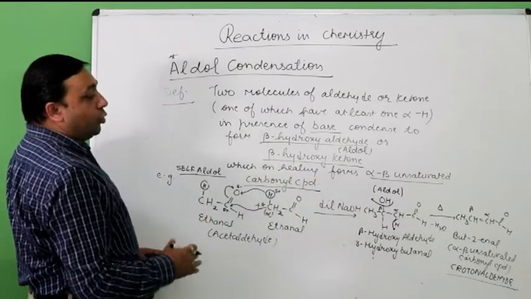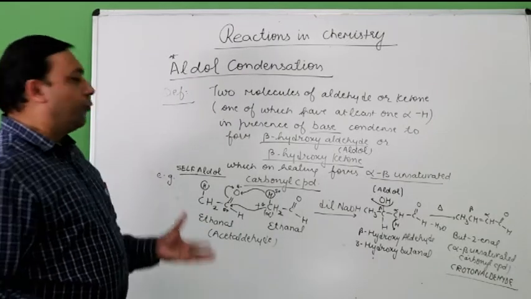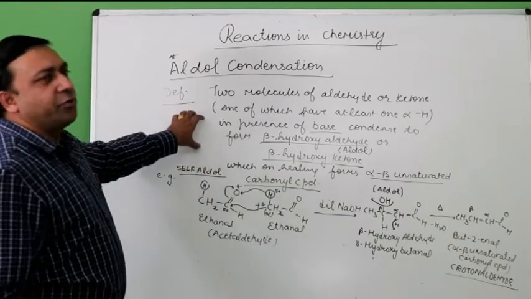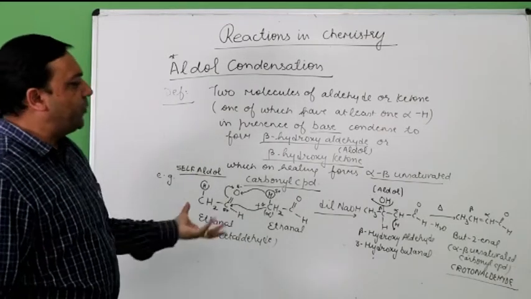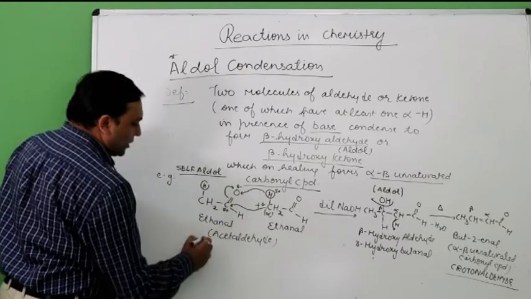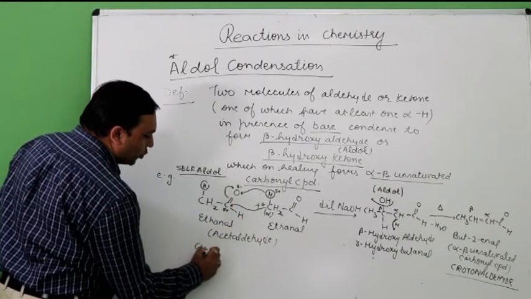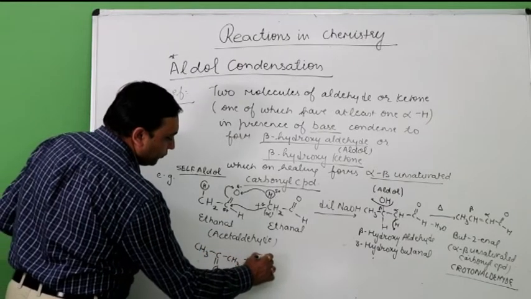Now there are a large number of reactions. How many reactions can we study? We basically want the mechanism of this reaction. Once we know the mechanism, all these reactions will immediately be converted. So if I take another example, suppose I take an example of acetone. This is two molecules of acetone.